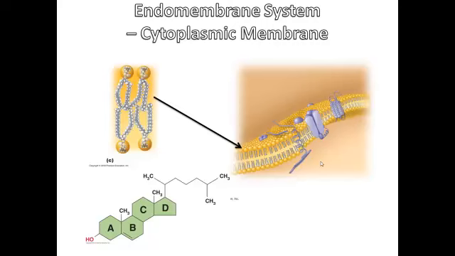They bring freshly manufactured phospholipids from the smooth ER and the Golgi. They bring freshly manufactured transmembrane proteins from the rough ER and the Golgi. Vesicles can also fuse with the cytoplasmic membrane when molecules are being exported. They can dump cellular waste, they can export enzymes to the outside of the cell, and so on.